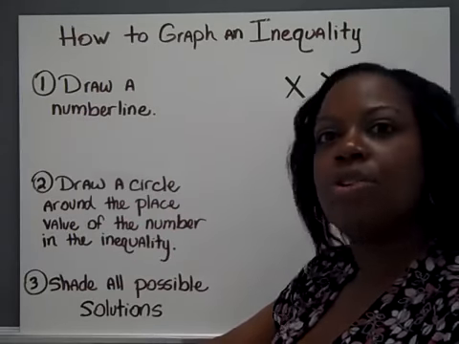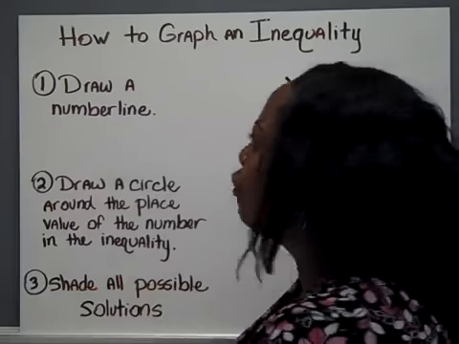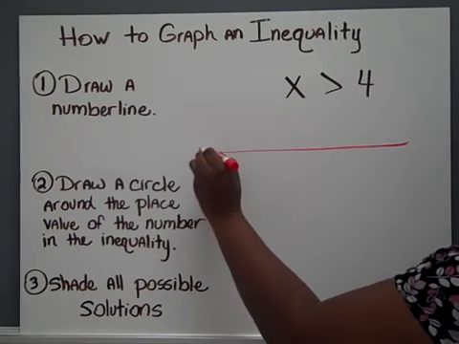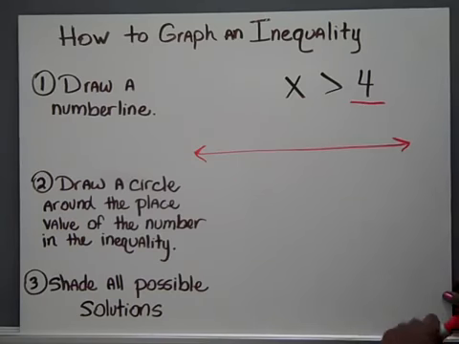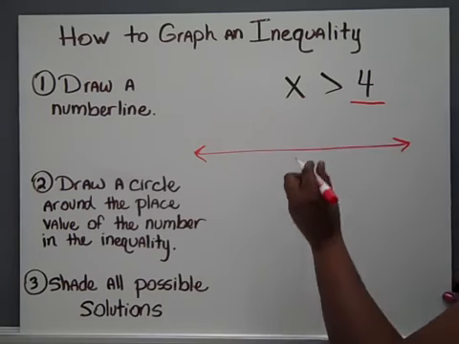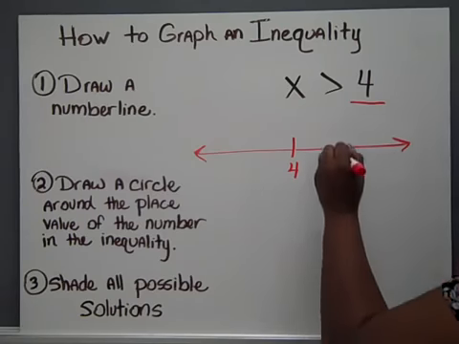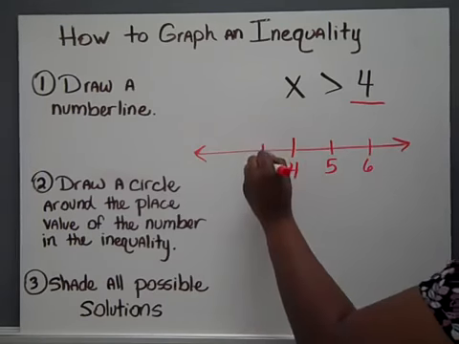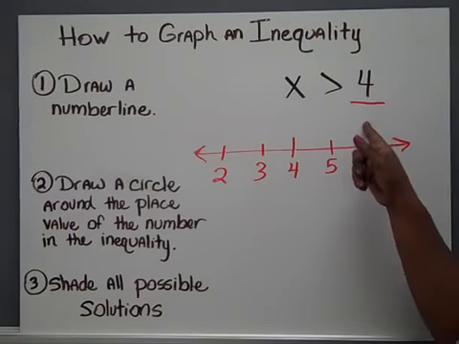Now, how to graph an inequality. There's only 3 steps to follow. The first step is to draw a number line. And when you draw the number line, it is important to look at the inequality. Whatever number is in the inequality, you want to put on your number line. And then fill in numbers higher than that, as well as whole numbers that are lower than that.